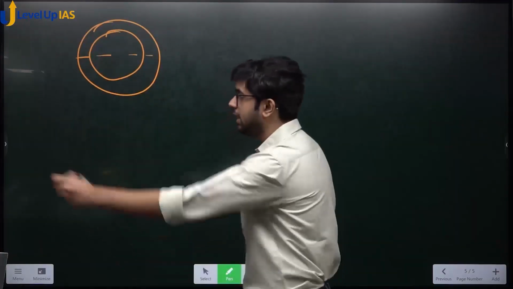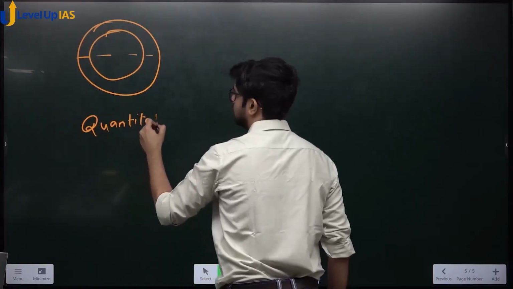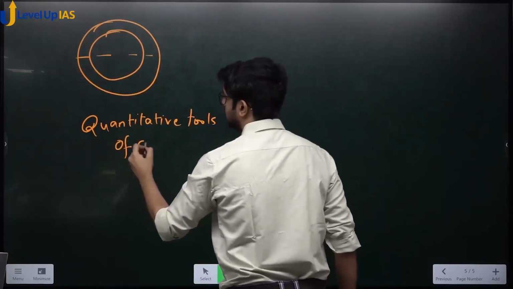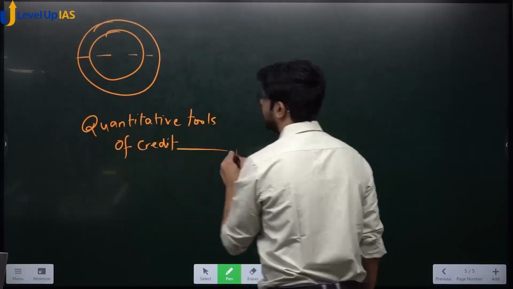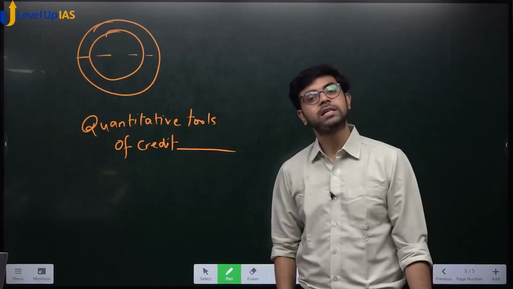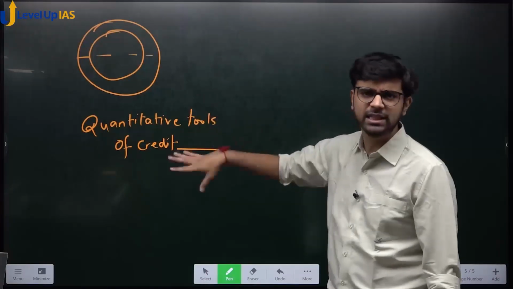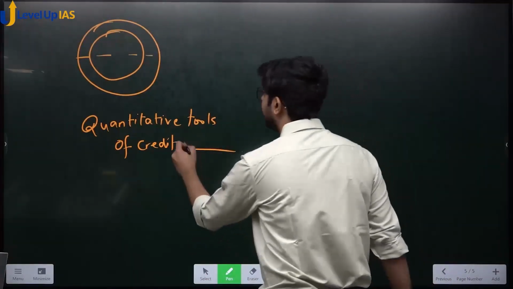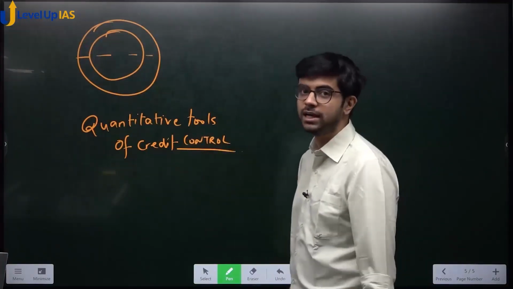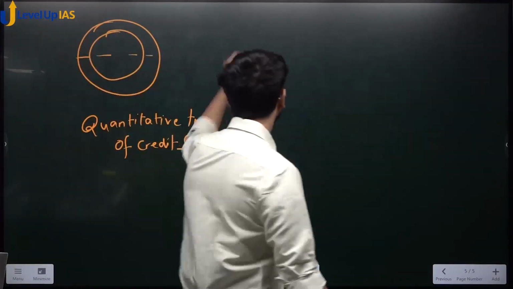So till now we saw quantitative tools of credit, help me with this, credit control or credit creation? Credit control, because who creates credit? Commercial banks. Who controls credit? RBI. So SLR, CRR, everything were tools of credit control. Remember this, do not forget this: RBI controls credit, not creates credit. Credit is created by commercial banks. How? We will see in the banking chapter. Okay? So far very good.